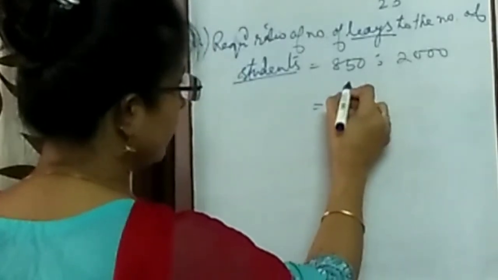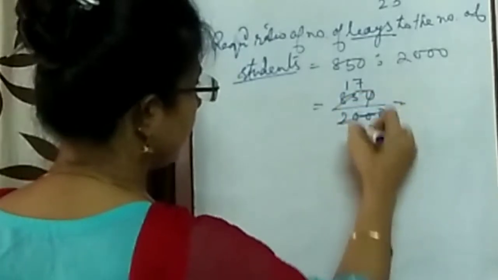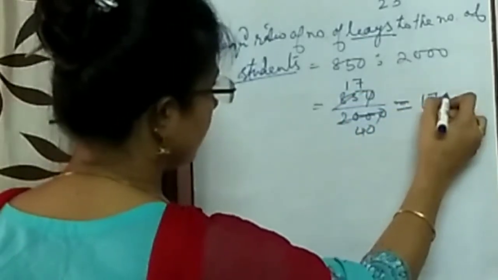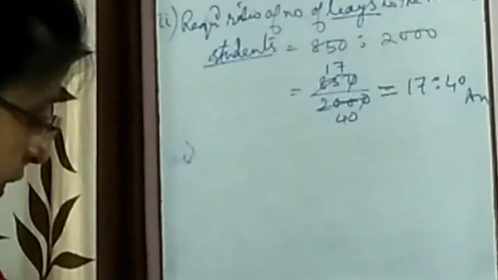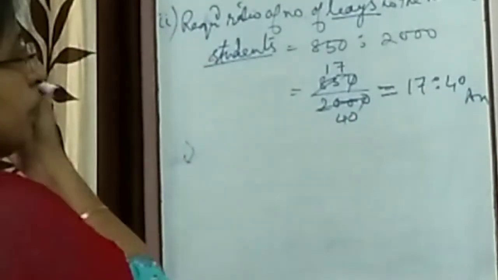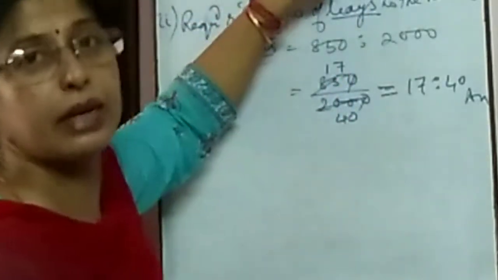Again by 5. 17 by 40, so 17 is to 40. Likewise, we can find any ratios, but before finding the ratios, you need the quantities that are asked.